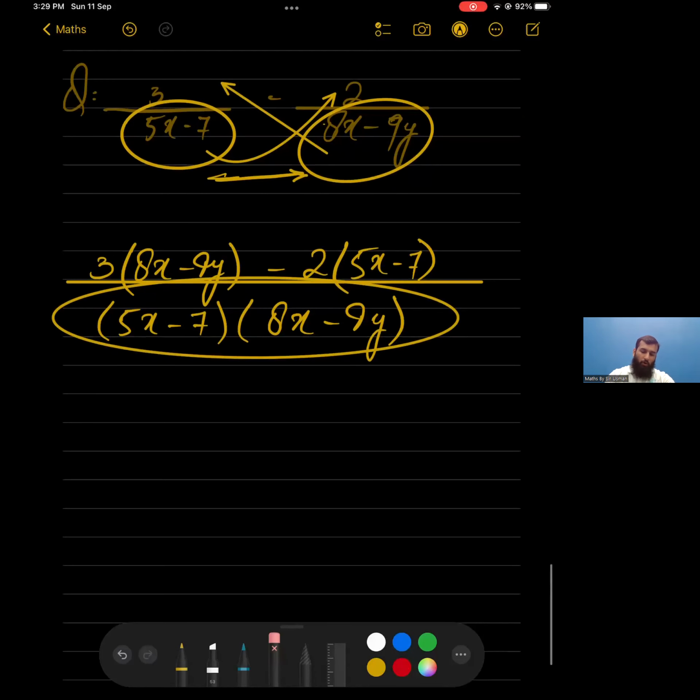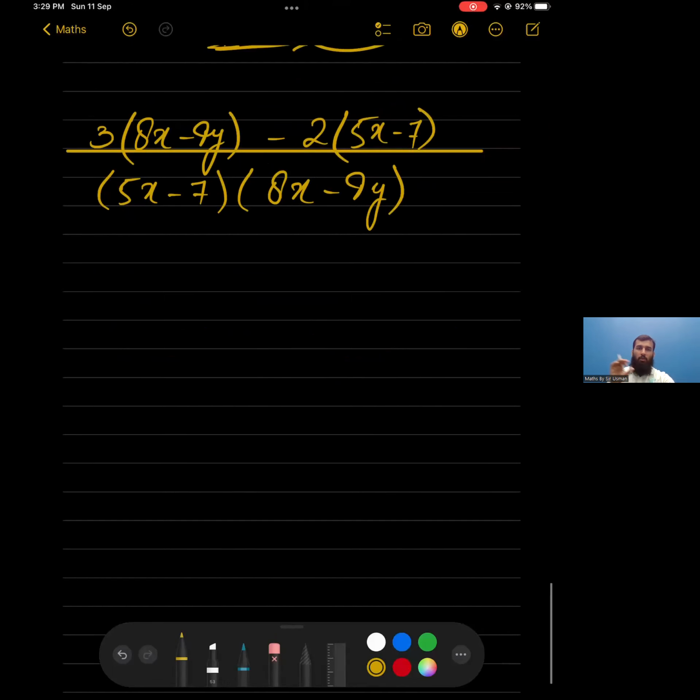Now, moving forward, when we are multiplying the numerators, here is a major problem that students face, a mistake most students make as per the examiner's report, that is with this particular sign. Let me show you so you will understand. Like 3 would be multiplied with 8x minus 9y, so this is going to be 24x minus 27y.